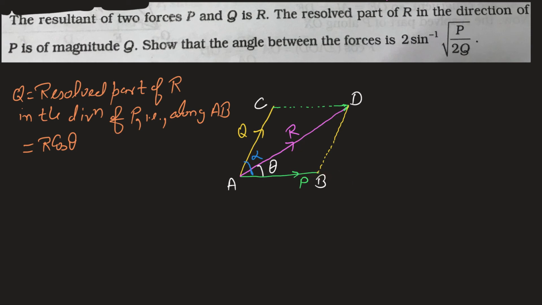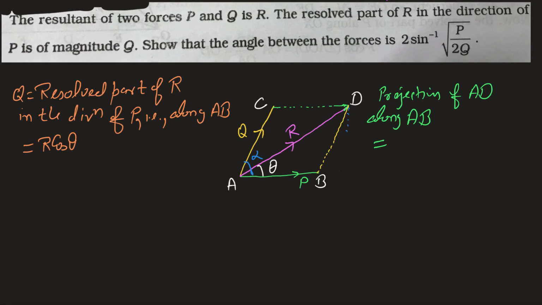It is a kind of projection. If you project this over here along AB, the projection of AD along AB will give the magnitude, and this projection will be like this one.